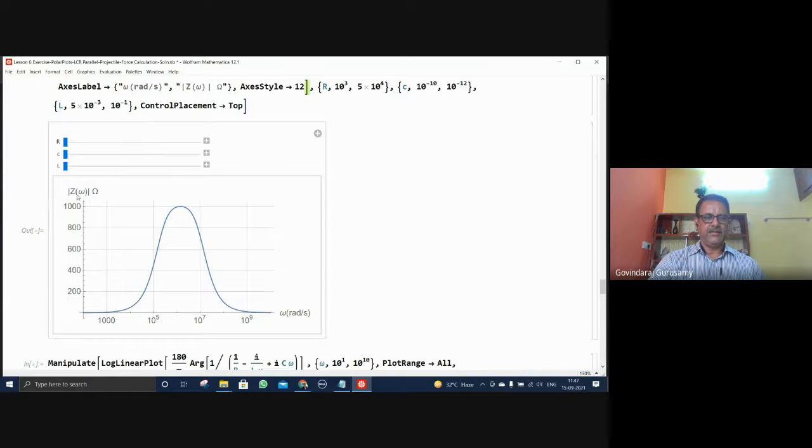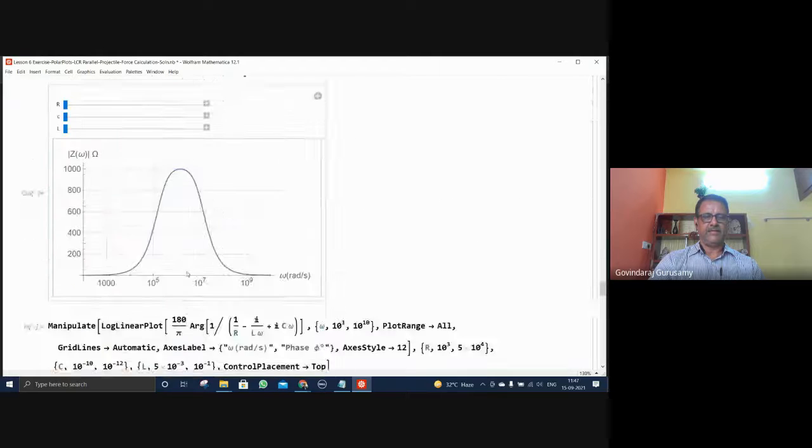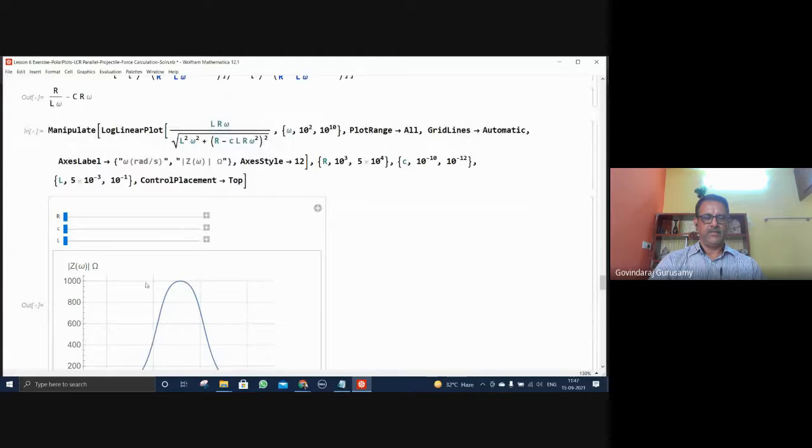And this is your modulus of Z omega. At the peak, the resonance point, I'll get a resistance. That is the result which we have already shown. You can see here, substitute omega equal to square root of 1 by LC. I am getting the value of R. That should be available there. This is available as 1 kilo. Is that right? Graph has that information.